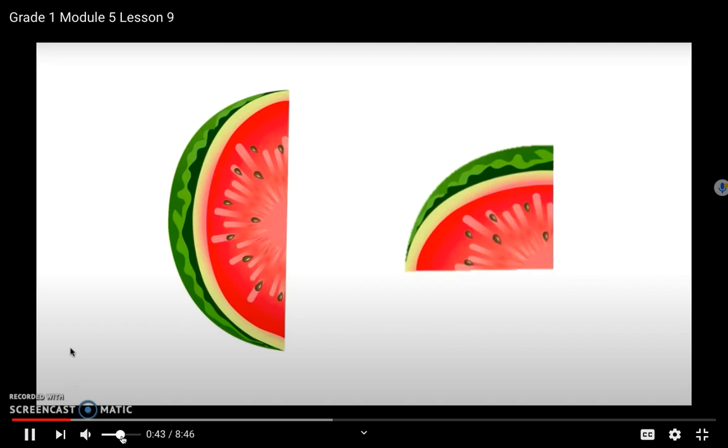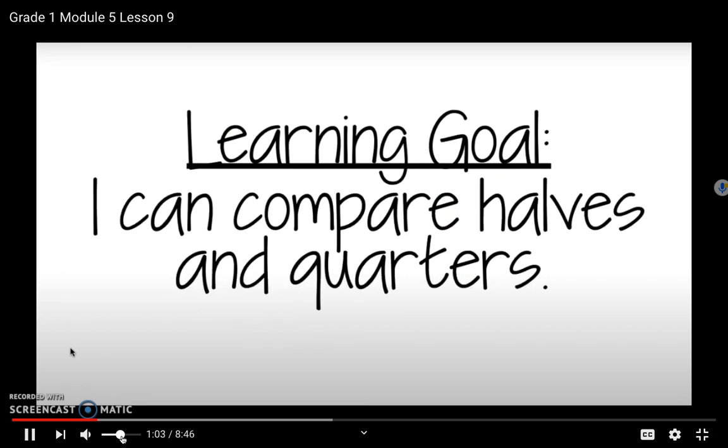Now here's the deal. Normally, when you have a piece of something, you don't say, "Can I have one of the halves?" or "Can I have one of the quarters?" You normally say, "Oh, I'm going to have one half," or "I'll have 1/4." So that's what we're going to talk about today. How do we talk about these equal parts that we've cut? Our learning goal says, I can compare halves and quarters, and that's exactly what we're going to do.